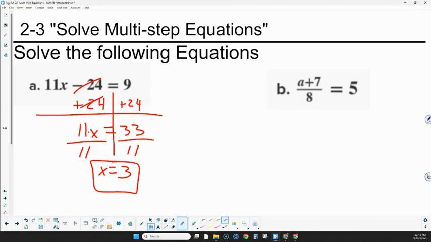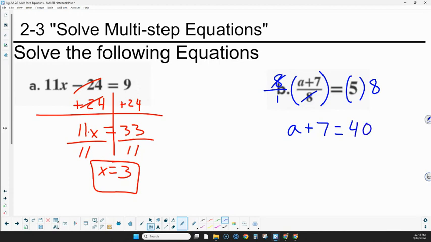So obviously we've got to take care of this 8 first. We're going to multiply. Think of it as multiplying by 8 over 1 on both sides. So those are going to cancel. We get a plus 7 equals 5 times 8. That would be 40. Then we're going to go ahead and subtract 7 on both sides.